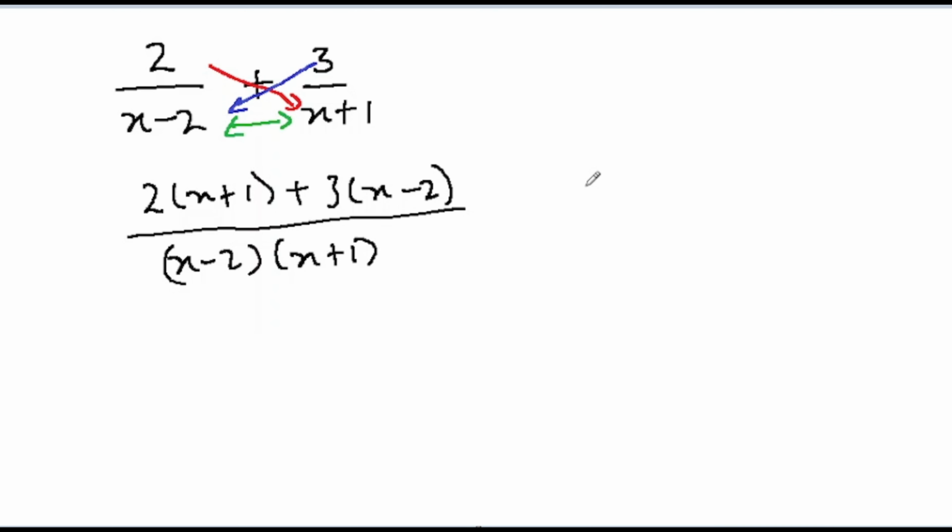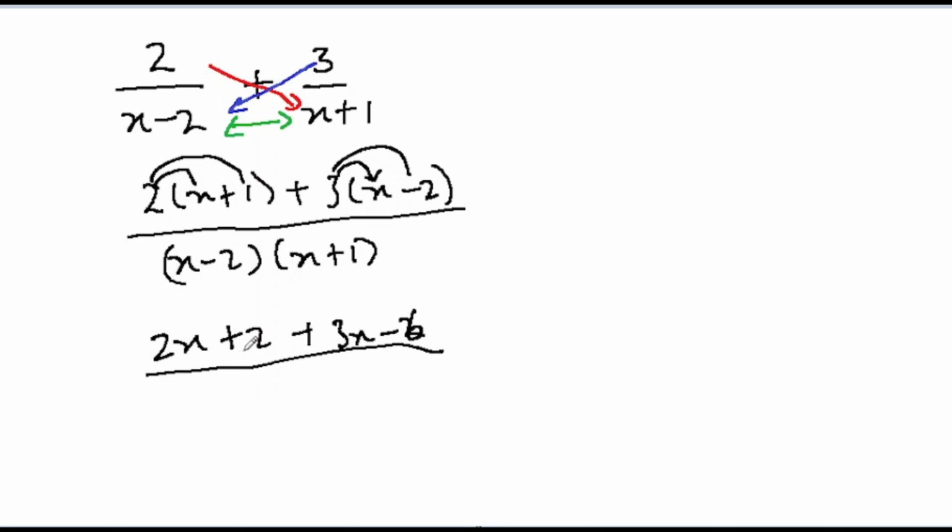So you open the bracket above, and that's going to give you 2 times x, and that is 2x. Then 2 we multiply 1, and that's going to give you 2. So you do the same thing here. 3 times x, that's 3x, and 3 multiplied by negative 2, that's negative 6. Okay, alright, so divide everything by x minus 2 bracket x plus 1.